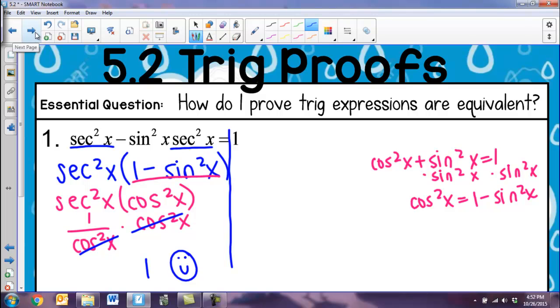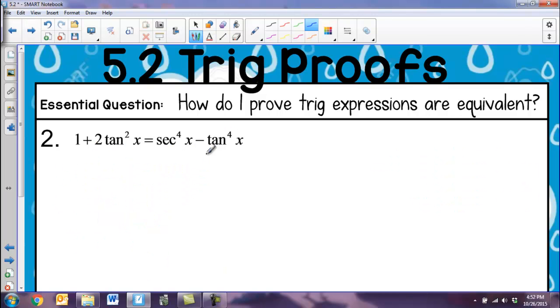Okay, so let's try another one. The second one is 1 plus 2 tangent squared x equals secant to the 4th x minus tangent to the 4th x. Okay, so either of these sides would be okay to start with. However, I'm going to pick the one that looks a little bit more complicated because this guy has fourths in it. So I'm going to start with my right side. Again, it doesn't matter which side you start with. If you start with this side, you could still make this equivalent.